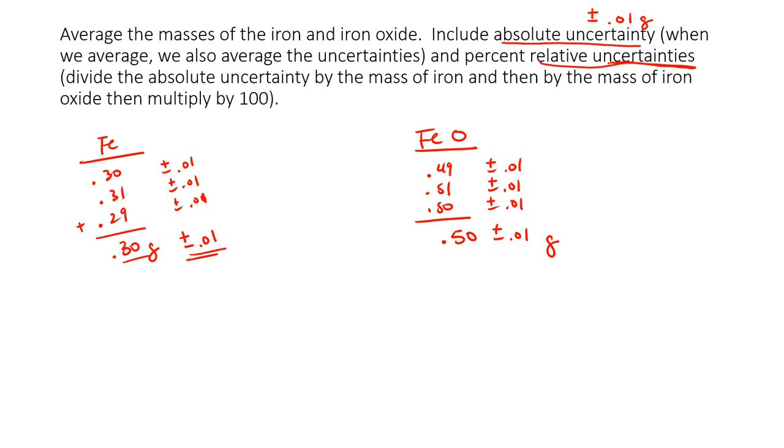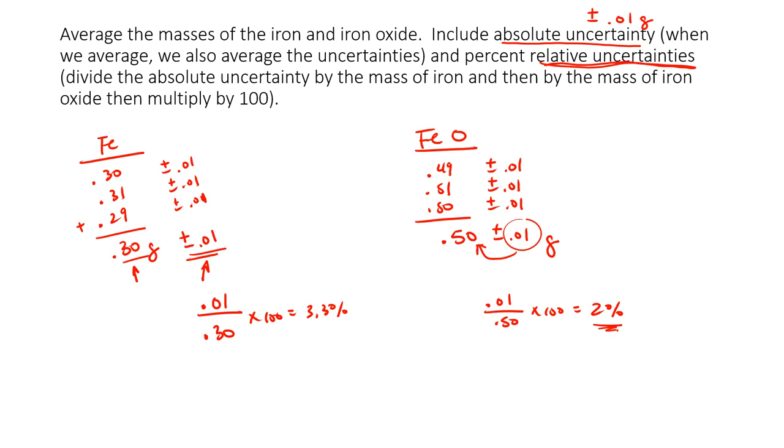Relative uncertainties. What we're going to do now is figure out how much this matters in relationship to the quantity that we have. So we're going to take the absolute uncertainty plus or minus 0.01, and we're going to divide it by the mass. So for iron, it's going to be 0.30. Turn that into a percent by multiplying by 100. My calculator says 0.01 divided by 0.30 times 100 is going to be 3.3%. And then over here, 0.01 divided by 0.50. Oopsie. I missed a button on my calculator. It is going to be 0.02 times 100, a 2% uncertainty.